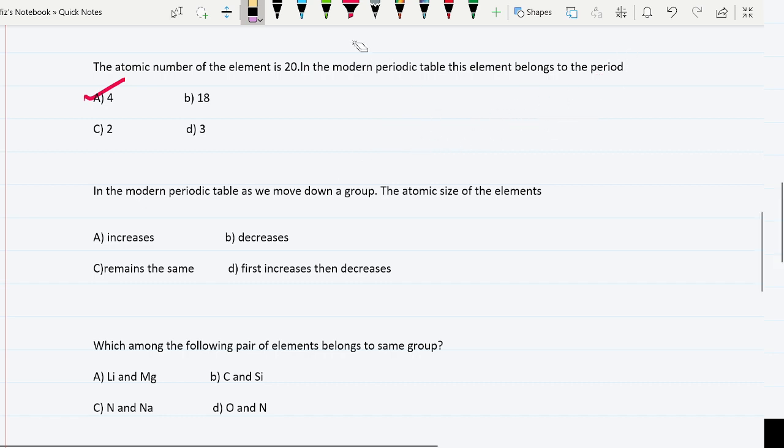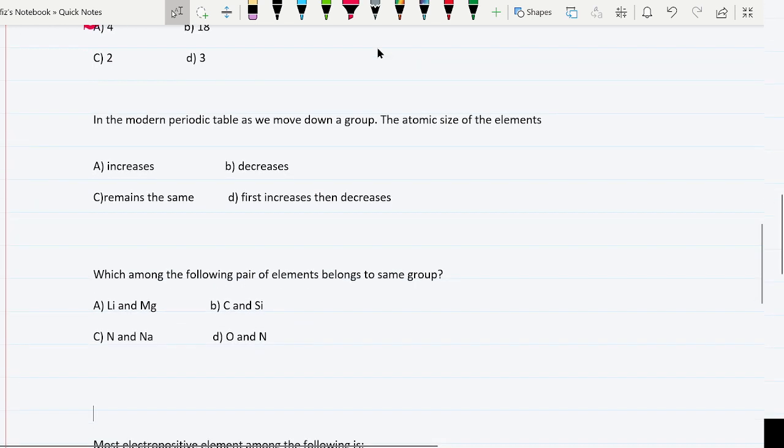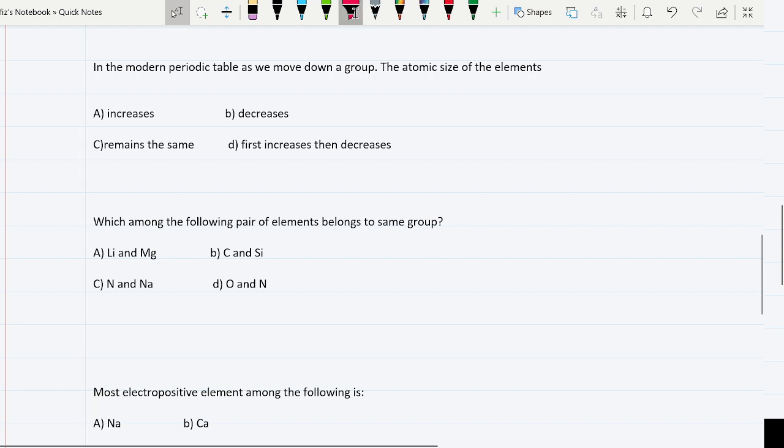Now after this, our next question is: in the modern periodic table, as we move down the group, the atomic size of elements increases due to the addition of orbits. Remember it this way: atomic size decreases across the period and increases down the group. Next question you see here: which among the following pair of elements belongs to the same group?